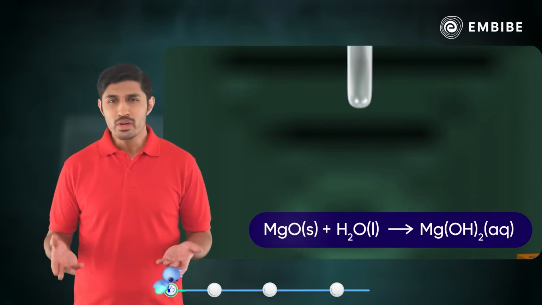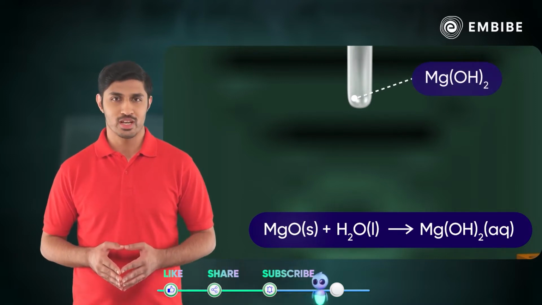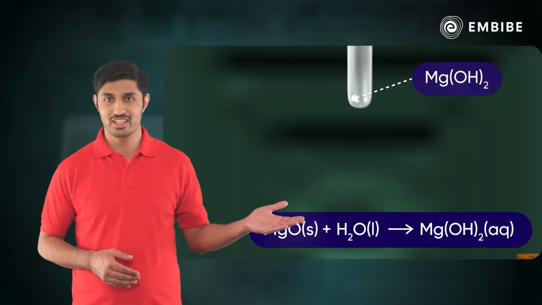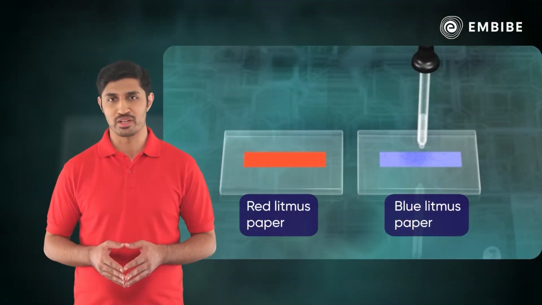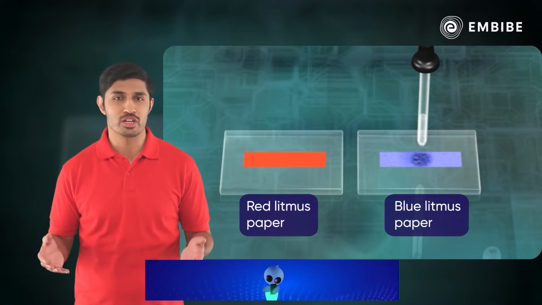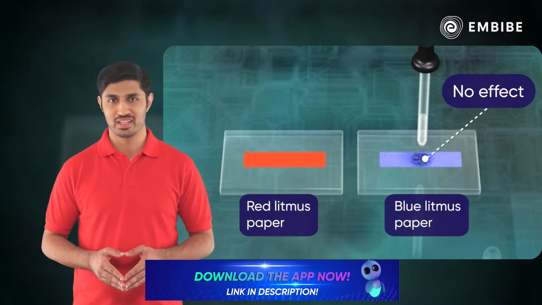From this, we can conclude that magnesium oxide readily dissolves in water to form magnesium hydroxide. This hydroxide is called a base. Now place 1 or 2 drops of this solution on blue litmus paper. What happens to the blue litmus paper? You will observe that this solution does not affect the blue litmus paper.